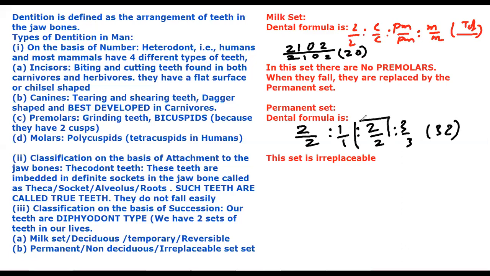Understand? So these are the premolars which are only found in case of the permanent set. Okay, so you can just write it 2123 by 2123. You can write it this way also. Understood? So this is the classification on the basis of succession. We have discussed number, shape, attachment with jawbone. So now we will discuss another type of classification.